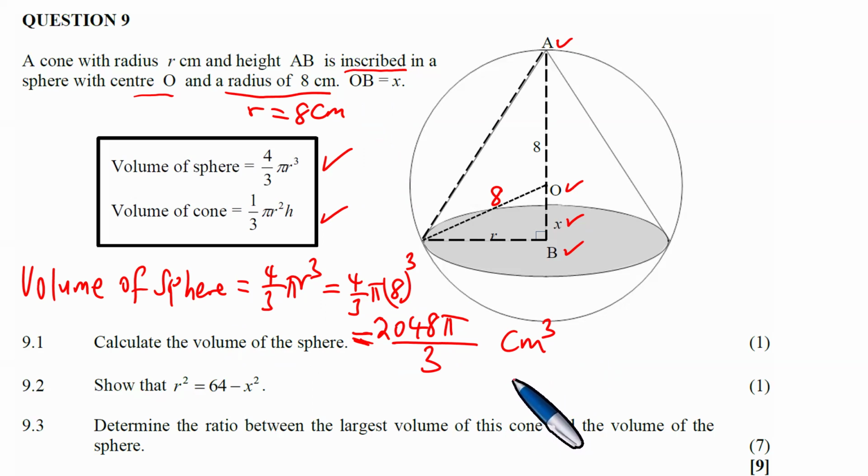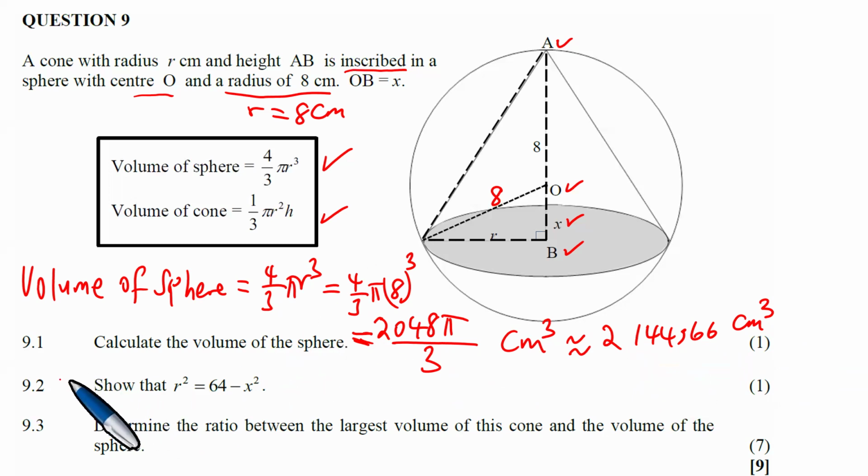The next question follows, but we are at liberty to express this as a decimal and then say, Mr. Examiner, if you do 2048 pi out of 3 on your calculator, you will get exactly the following. You'll get 2,144.66 cubic units, cubic centimeters. So this is exactly 2,144 decimal comma 66 cubic centimeters. Take note of that. Next question.